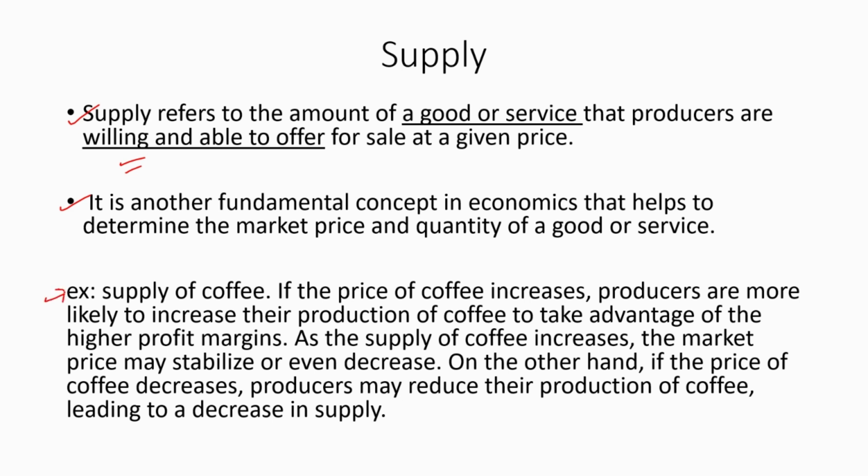If the price of coffee increases, producers are more likely to increase their production of coffee to take advantage of the higher profit margins. As the supply of coffee increases, the market price may stabilize or even decrease. On the other hand, if the price of coffee decreases, producers may reduce their production of coffee, leading to a decrease in supply. Price and the supply are positively related, which means if the price increases, supply will also increase. If the price decreases, supply will also decrease.